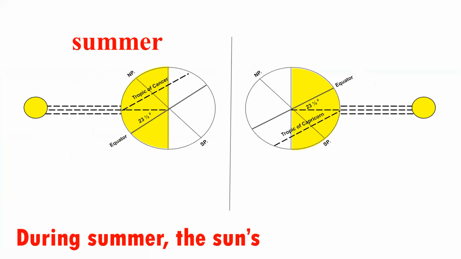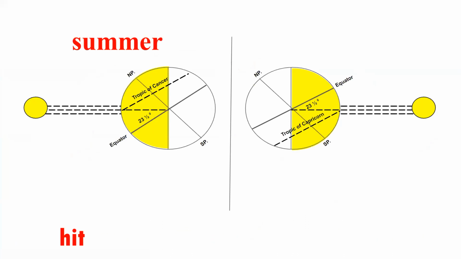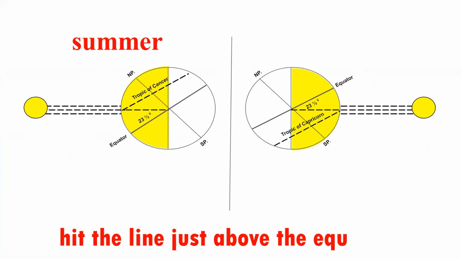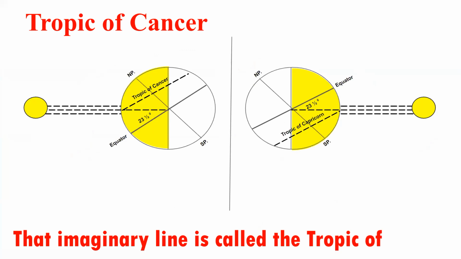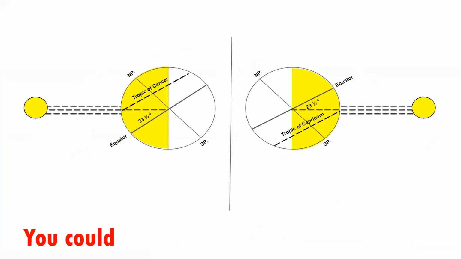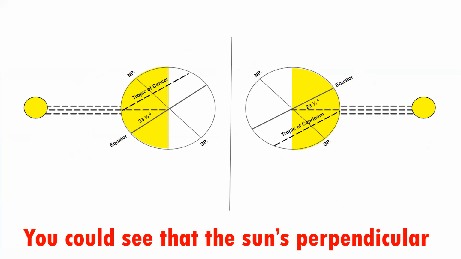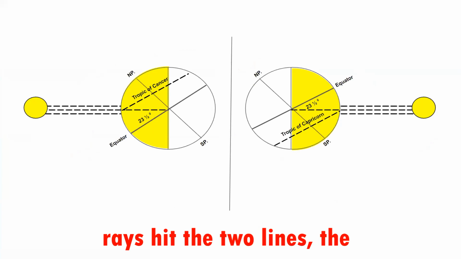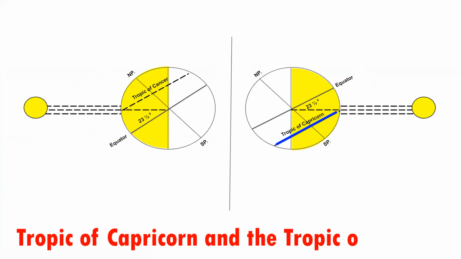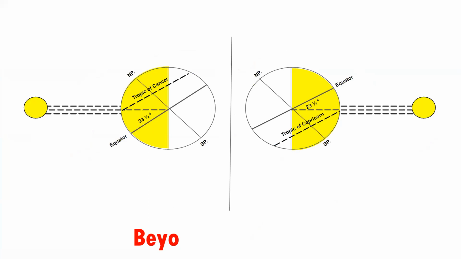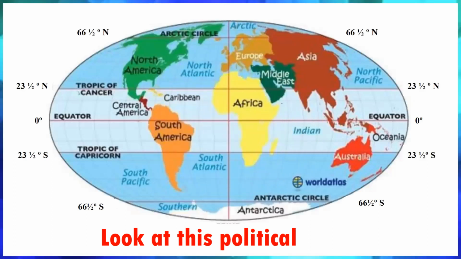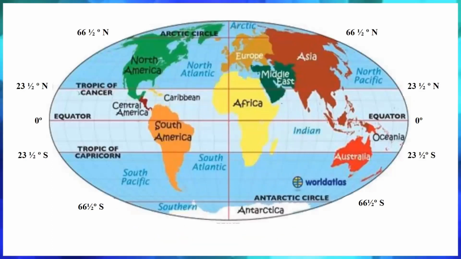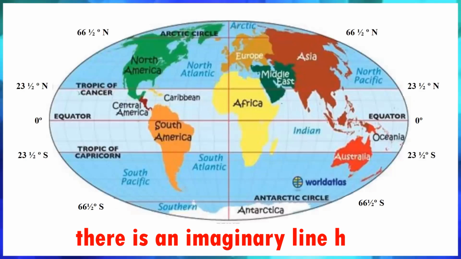During summer, the sun's perpendicular rays hit the line just above the equator. That imaginary line is called the Tropic of Cancer. You could see that the sun's perpendicular rays hit the two lines, the Tropic of Capricorn and the Tropic of Cancer. Beyond these lines, the earth receives oblique rays. Look at this political map. We are going to see that there is an imaginary line here.